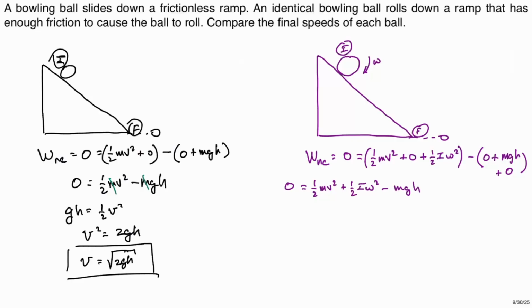I can solve this for v, but do I know what omega is? No. There's two unknowns in this equation. Assuming I know the height, I know the mass, whatever, right? Okay. What do we do? How are we going to find omega?